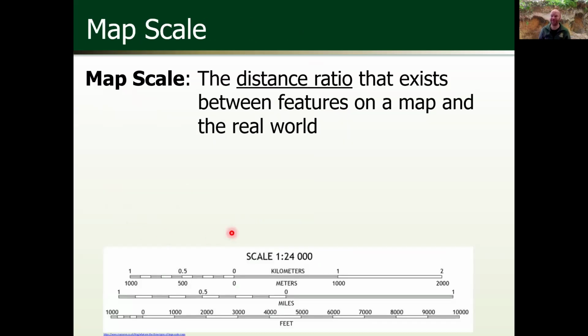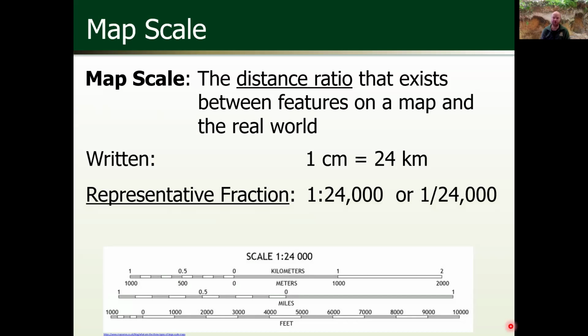The map scale is a distance ratio that exists between features on a map and the real world. In this case, we could write it something like: if you measure 1 centimeter on the map, that could represent 24 kilometers in real life. Often in many of our published maps, this distance ratio is published as a representative fraction. So 1 centimeter equals 24,000 centimeters, or 1 to 24,000, whatever unit of measurement you are using. So 1 inch equals 24,000 inches, or 1 centimeter equals 24,000 centimeters.